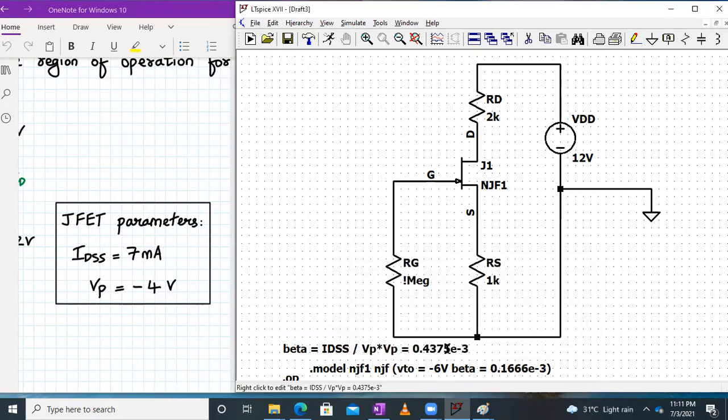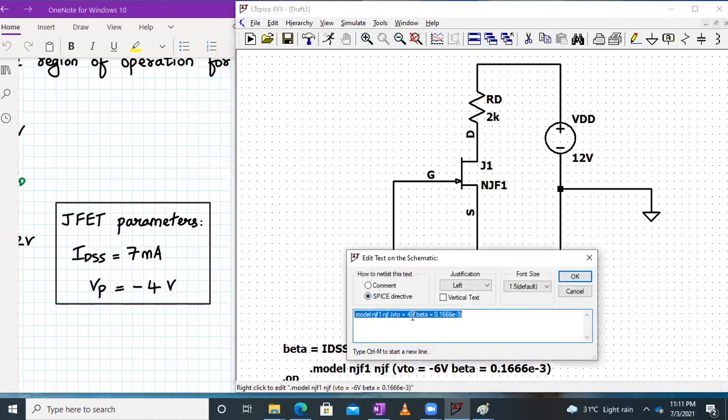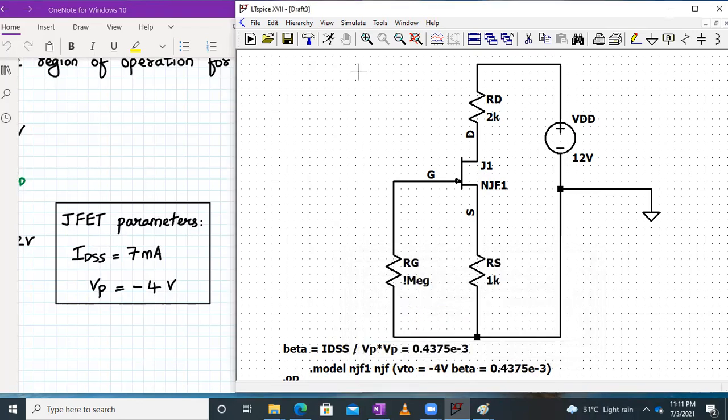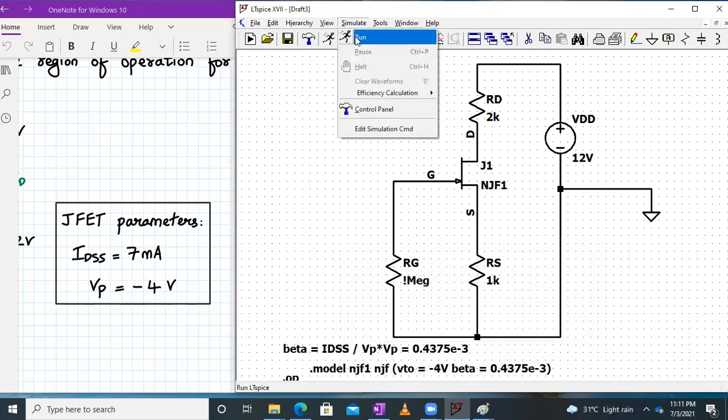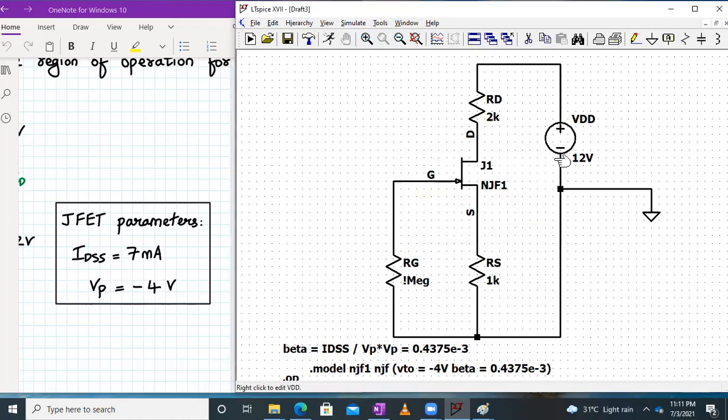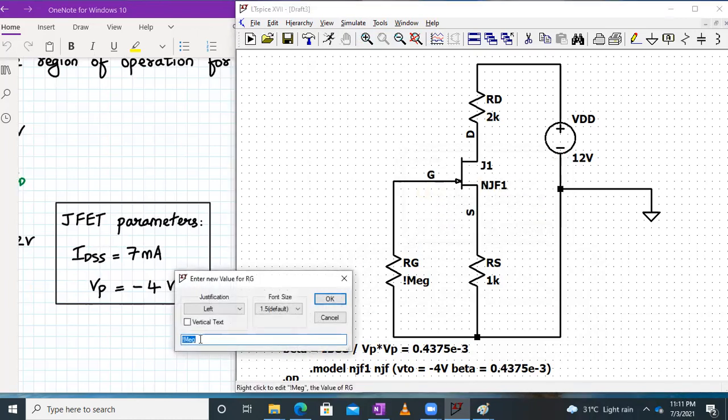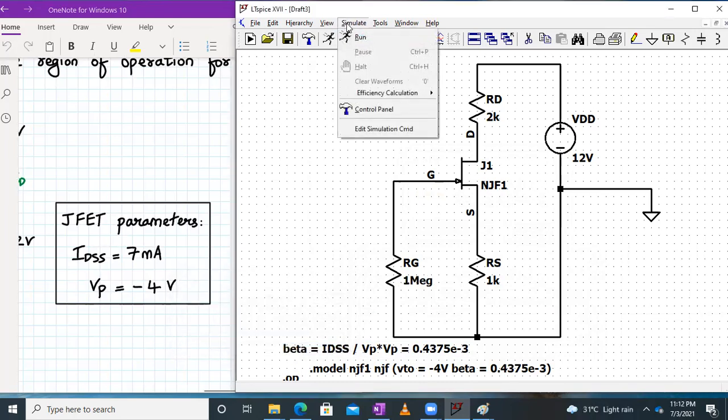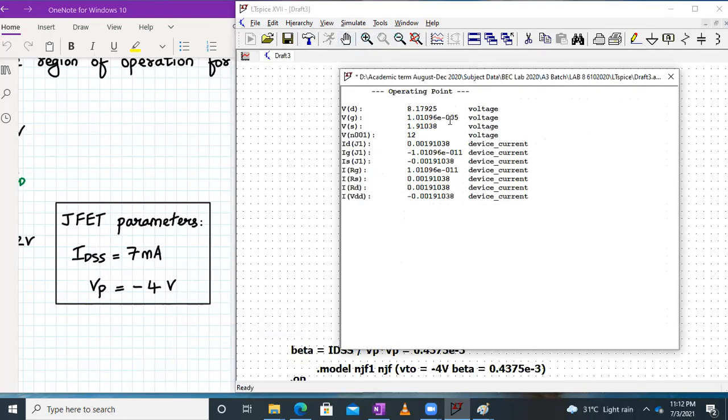0.4375 milliamp, into 10⁻³. So accordingly, the dot model statement will change. VTO will become -4 and beta value will be 0.4375. Okay, so what we need to do is simulate. Click on run. Sorry, it should be 1 megohm. By mistake, a question mark came. So we'll click on run.